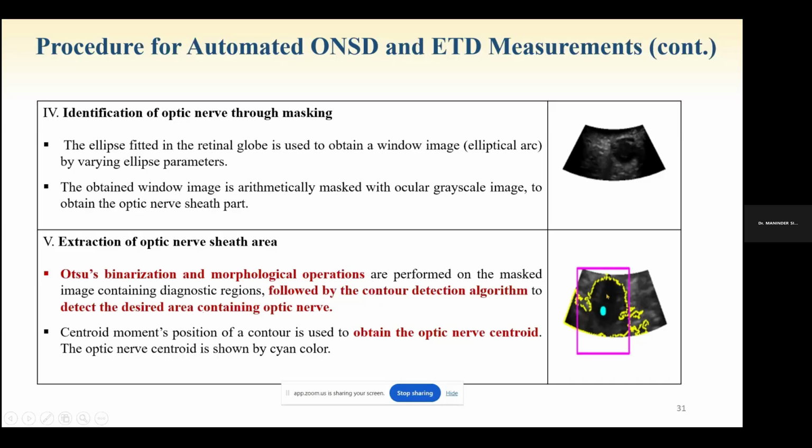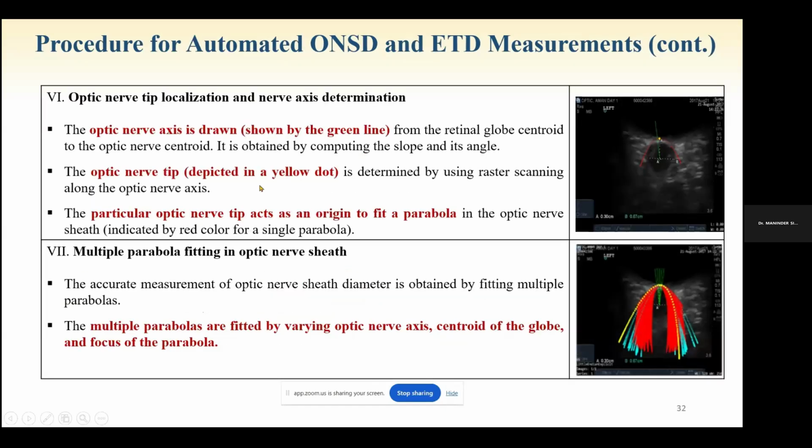It gives good results in our case in identifying the boundaries of the optic nerve area, and we identified the centroid. Moreover, as I mentioned in the initial part, the optic nerve axis has been drawn, and this yellow part is the optic nerve tip region. We used this tip region to draw a perpendicular line and take the measurement.